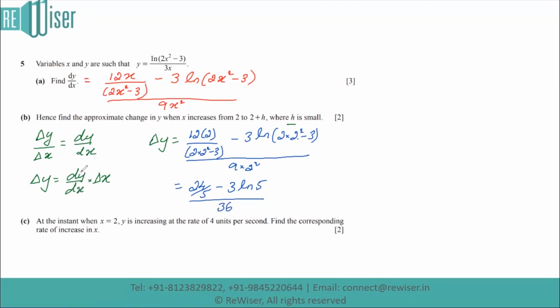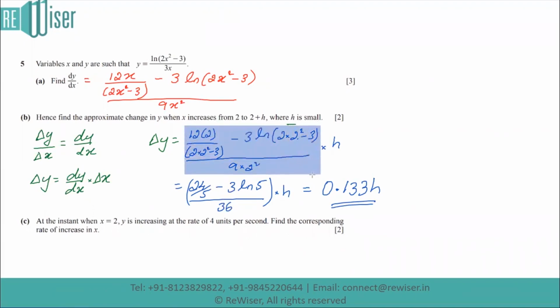Of course, we know this is dy by dx into delta x, which is h, and this entire thing multiplied by h. And when you type this in the calculator, you will be getting the answer as something like 0.133h. And this is the right answer for this one. So the 2 marks here are awarded for finding out that dy by dx is correct, substituting this information correctly, and getting the value as 0.133.